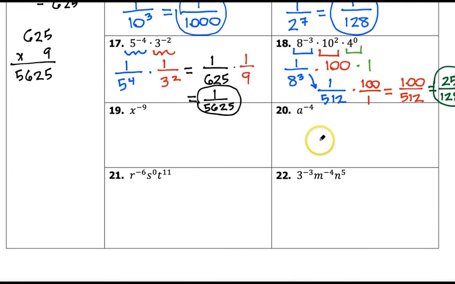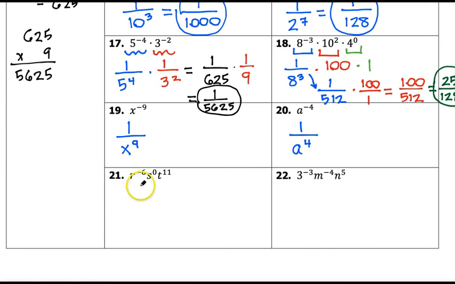Okay, we have a few more that we're going to now use variables with. For 19, we have x to the negative ninth power. X to the negative ninth power I can rewrite as 1 over x to the positive ninth power. And because this is a variable, that's all I can do. I can't evaluate any further. So this would be our answer for 19. For 20, this is a to the negative fourth power. So the same thing, I can use my negative exponent rule and rewrite this as 1 over a to the positive fourth power.